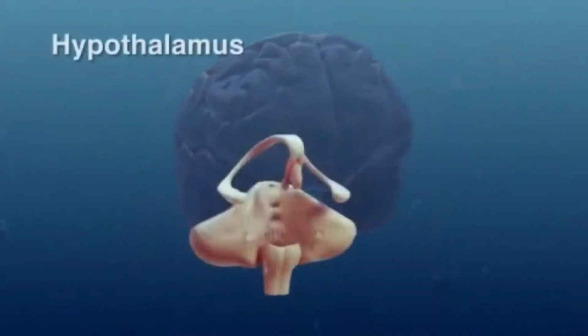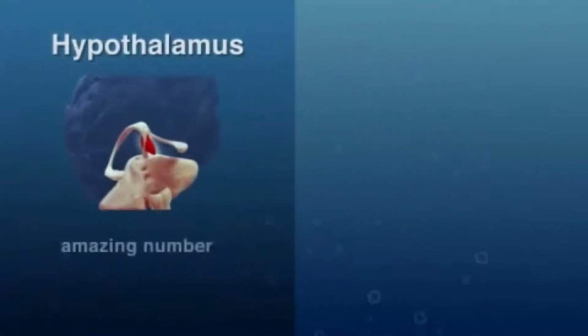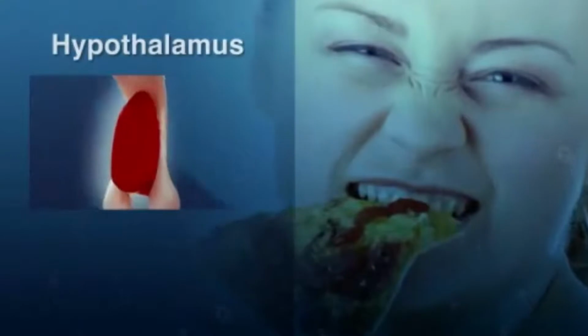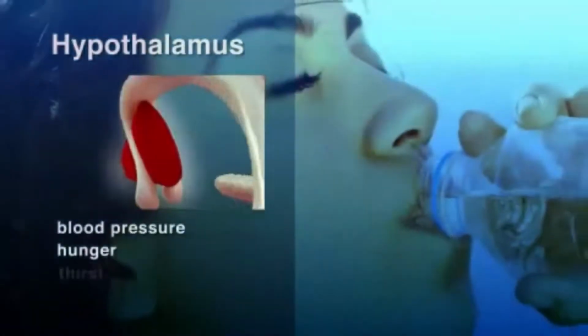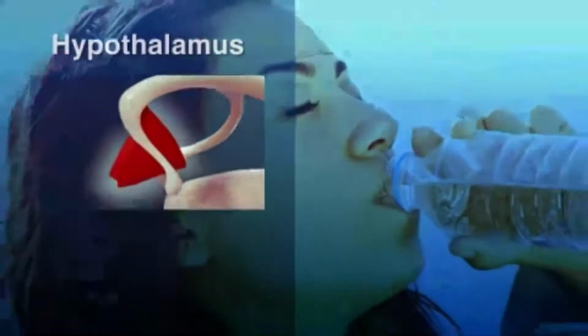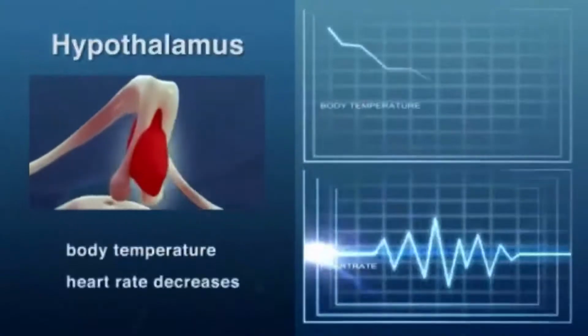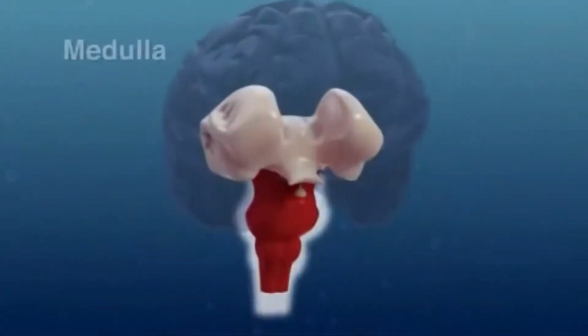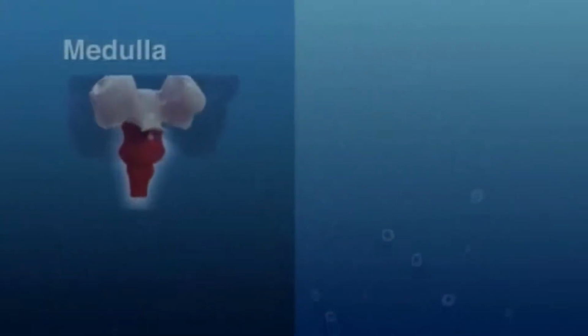The hypothalamus is a small part of the brain that does an amazing number of the body's housekeeping chores. After a person drinks alcohol, blood pressure, hunger, thirst, and the urge to urinate increase, while body temperature and heart rate decrease. And finally, the medulla controls the body's automatic actions, such as your heartbeat.